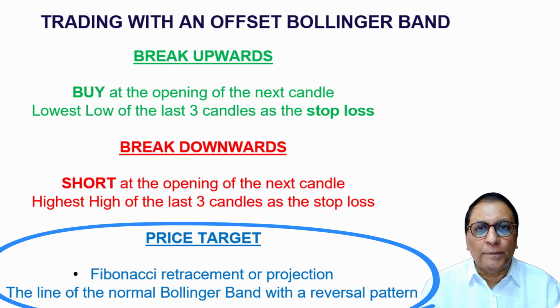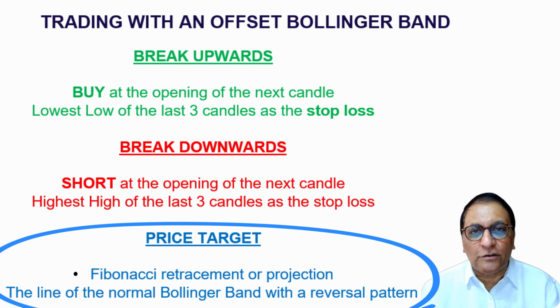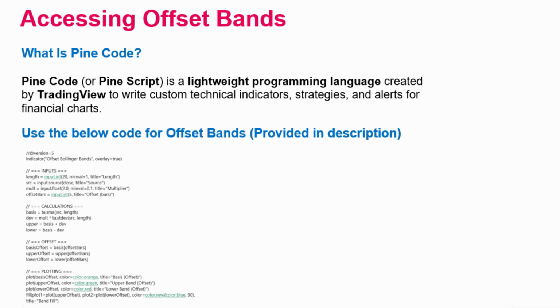The target is to be determined either by a Fibonacci retracement or a Fibonacci projection, depending on the case, or by the top of the band without an offset where a reversal pattern occurs. This is the method of trading with a Bollinger Band which is offset. Here is the Pine code for plotting an offset Bollinger Band in TradingView. The same has been given in our description below, and you may copy and paste this into TradingView for plotting the same.